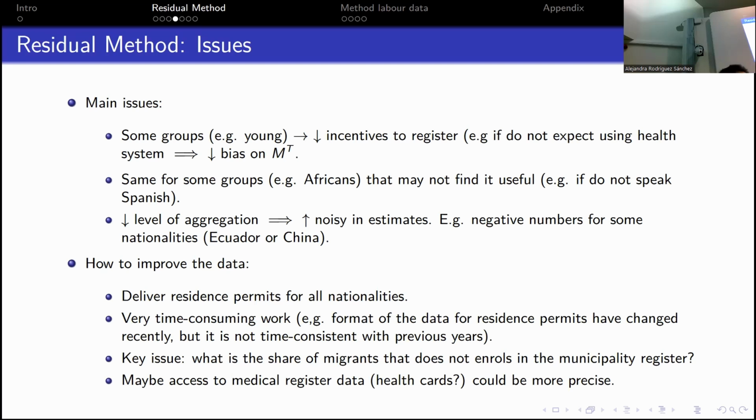And then probably the key issue with this estimation is whether migrants are actually registered in the municipality, because we have a lot of anecdotal evidence that many people don't do it. So yeah.